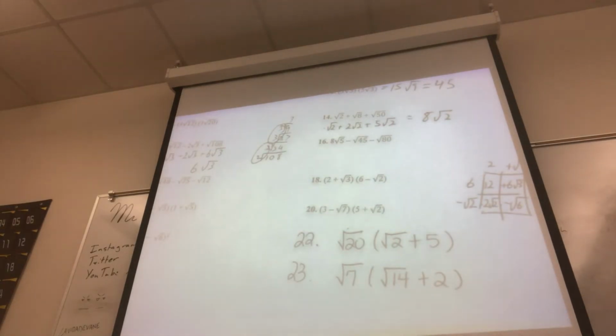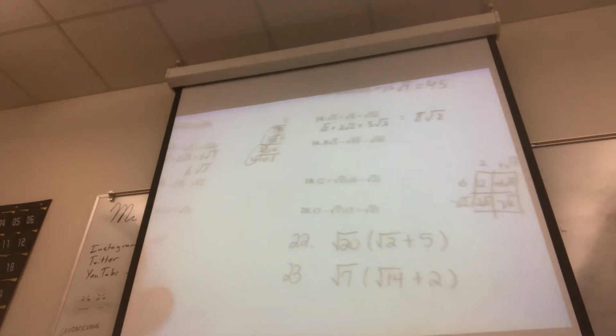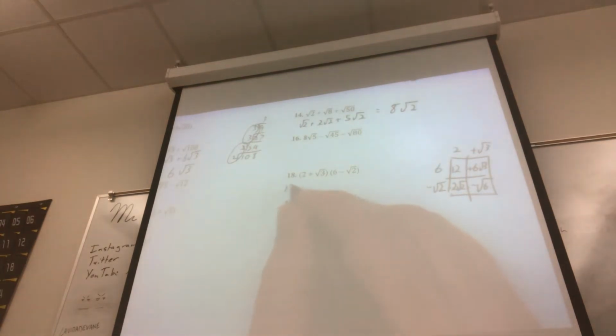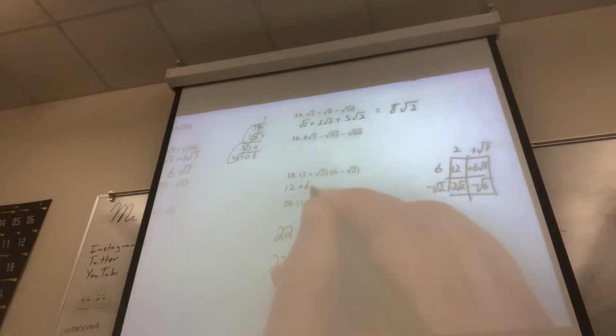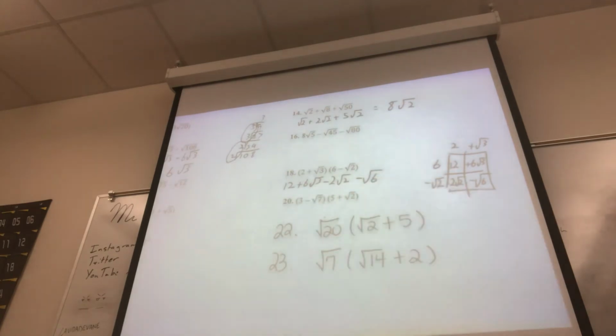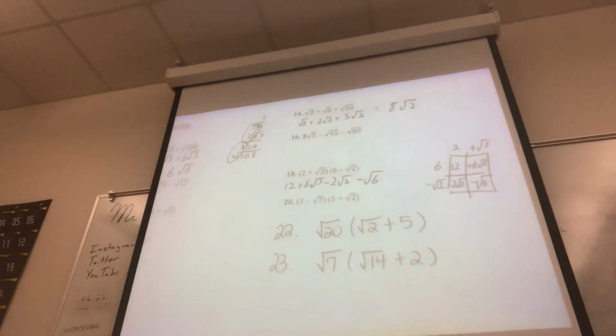Normally at this point, I would have some like terms. In the case of this one, I don't at all. So this is the whole thing just written out. It's 12 plus 6 square root of 3 minus 2 square root of 2 and then minus the square root of 6. Nothing else I can really do there.